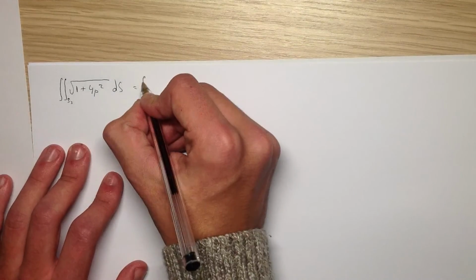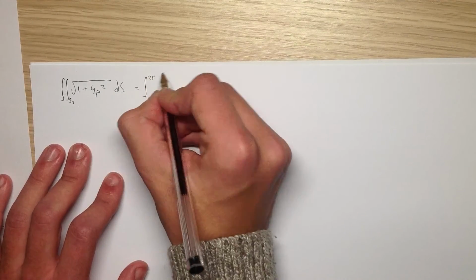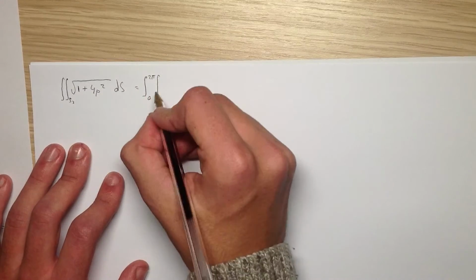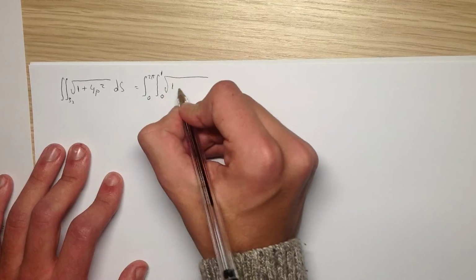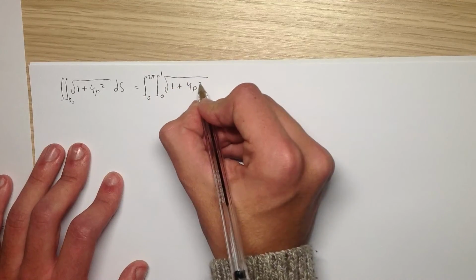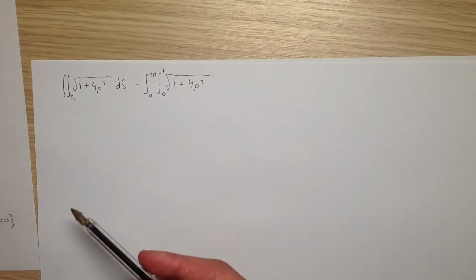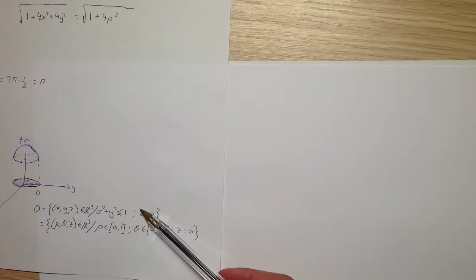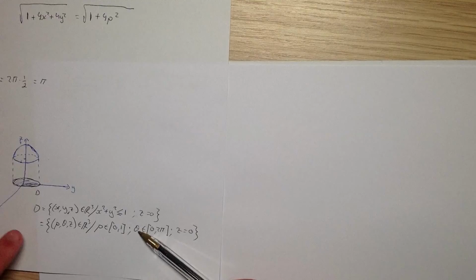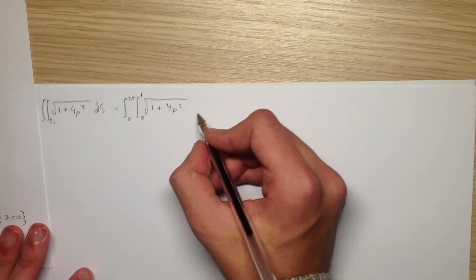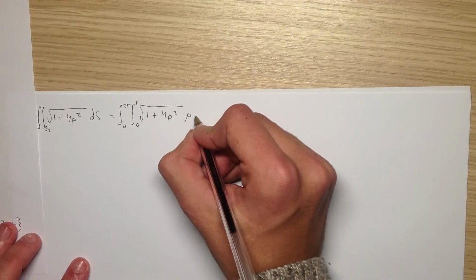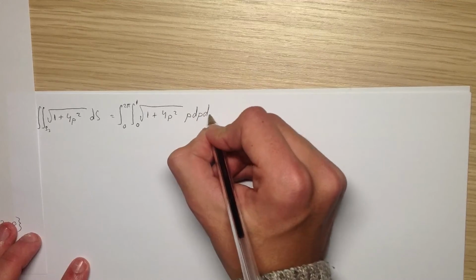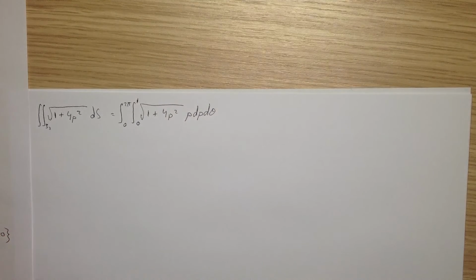So again, 0 to 2 pi and 0 to 1 of this square root of 1 plus 4 rho squared, and as we've passed from Cartesian to cylindricals in this case, we need to put the Jacobian, which is rho. Then d rho and d theta. Okay.